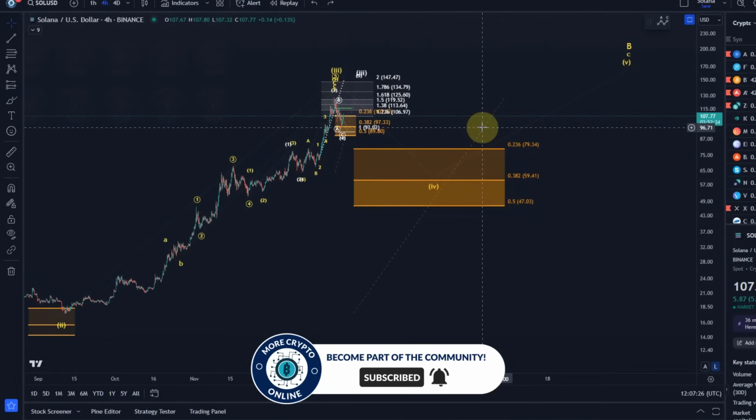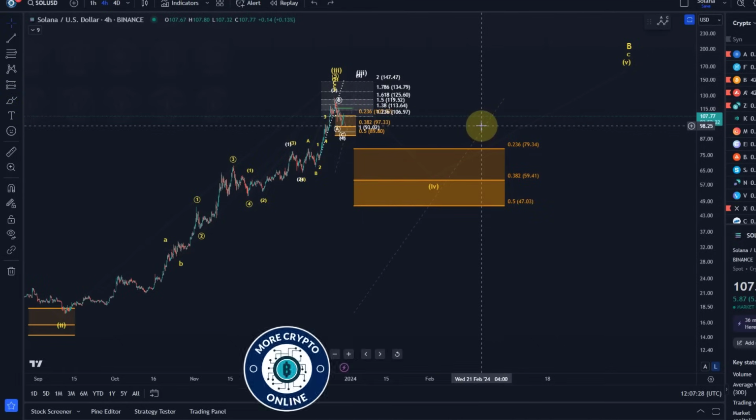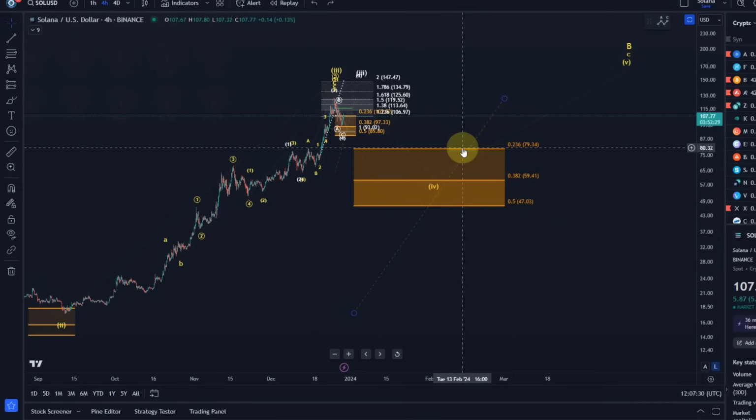Overall, my bull market targets for Solana haven't really changed. I'm still watching sort of 420 to 750. That might still change, but that's sort of what I'm looking at the moment. We're still far away from that.